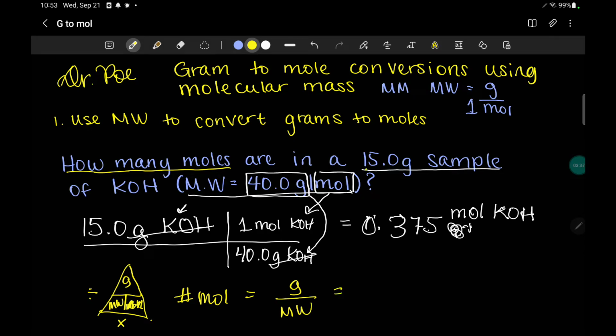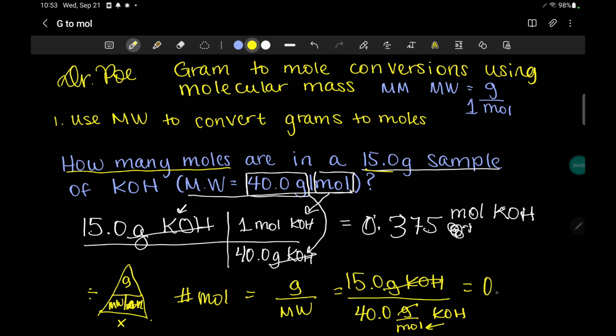So our grams, it's still 15 grams of KOH divided by the molecular weight, which is 40.0 grams per mole KOH. And you see it's the exact same setup. You're going to get the exact same answer. When moles are on the bottom of the bottom, they actually become the top. And so we get 0.375 doing that, moles of KOH.